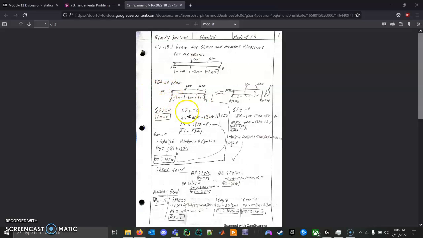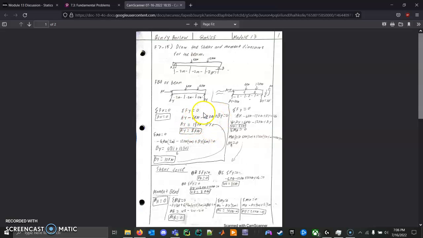I then followed down, and I solved for the forces in X. There's nothing else acting in the X direction, so your AX is going to equal 0. Do the sum of forces in the Y direction of this free body diagram. You can then solve for AY, where AY is going to end up equaling 8 kilonewtons.